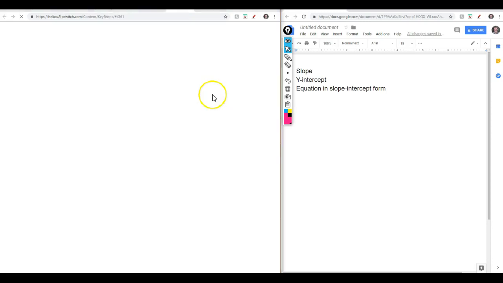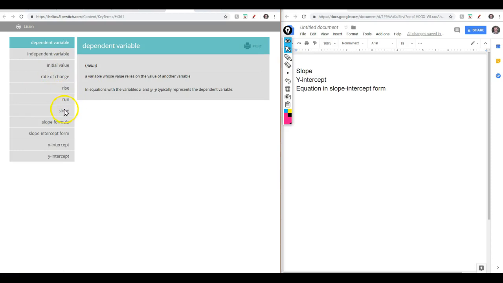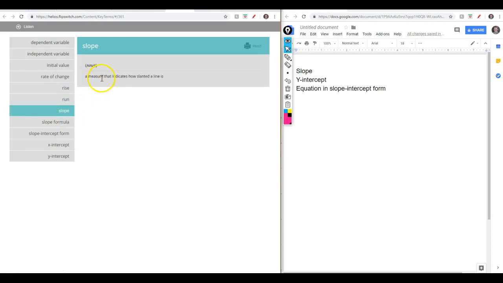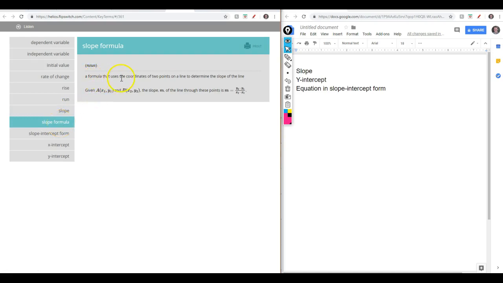So I would go up to the key terms if I didn't know what these were, and I would look for the slope right there. Click on slope: a measure that indicates how slanted a line is. Okay, that's not going to tell me how to find it. So if I clicked on slope formula, a formula that uses the coordinates of 2 points on a line to determine the slope of a line. Given point A at an x-coordinate and y-coordinate, and B at an x-coordinate and a y-coordinate, the slope m of the line through these points is m equals y2 minus y1, so the second y-coordinate minus the first y-coordinate, over x2 minus x1, the second x-coordinate minus the first x-coordinate. So I would remember that.